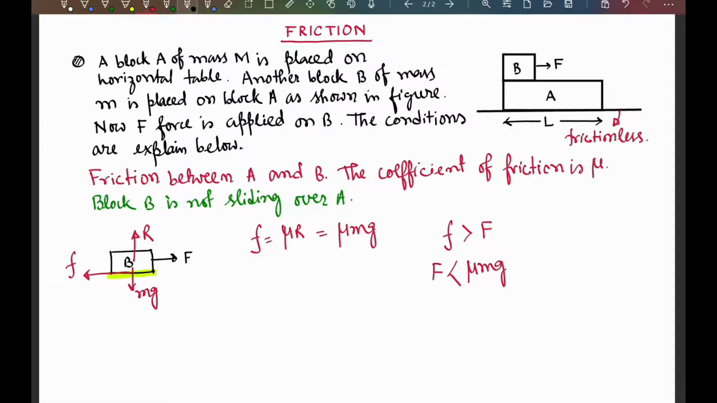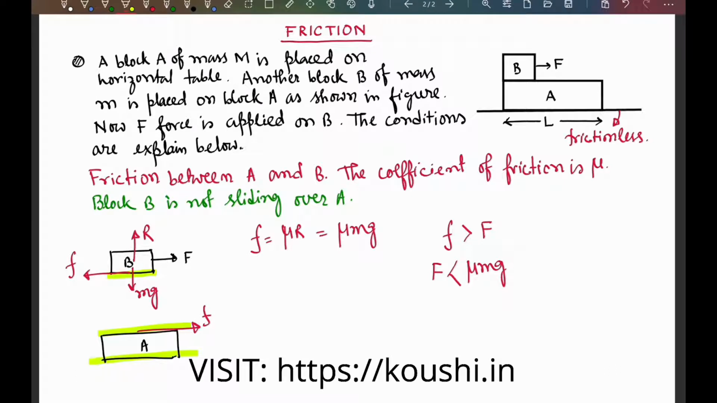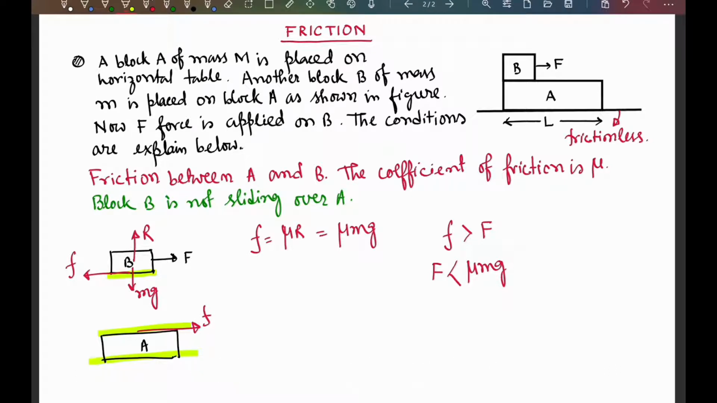Now if we consider the free body diagram for block A, there is a reaction force applied by block B on block A. According to Newton's third law, whenever a frictional force f is applied on B by A, the same force is also applied by B on A, on this surface. And the frictional force acting on A is towards the right. This is f. There is no frictional force between block A and the table. So the only force acting on block A is the frictional force f, equal to mu mg.